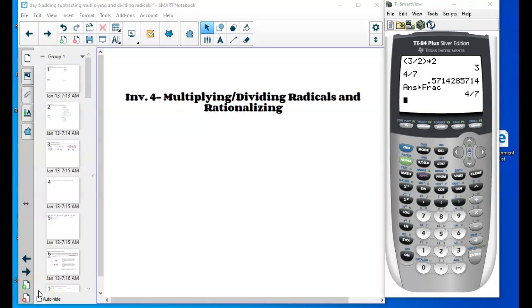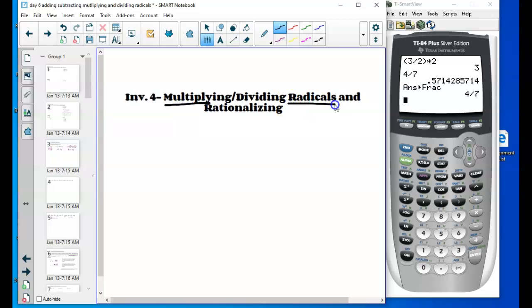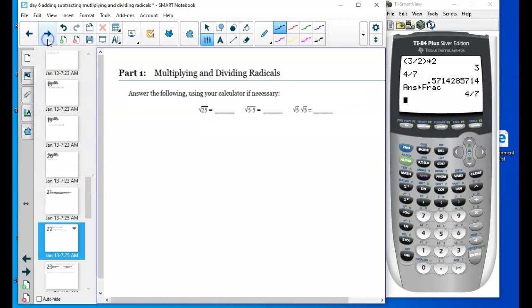Okay, guys, this is the top of Investigation 4. We're going to be talking today about multiplying radicals. And just to give you guys some context of what's going on here, let's say we want to start to understand the idea of multiplying radicals.